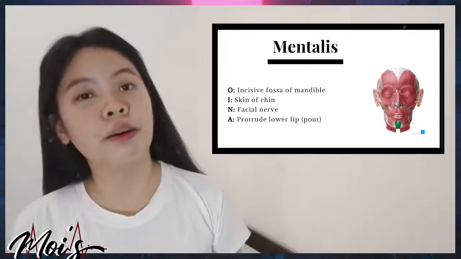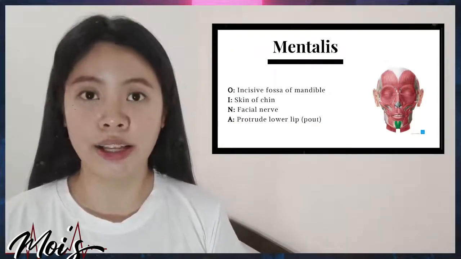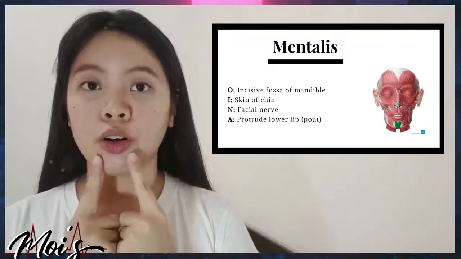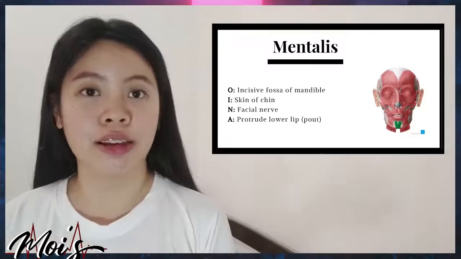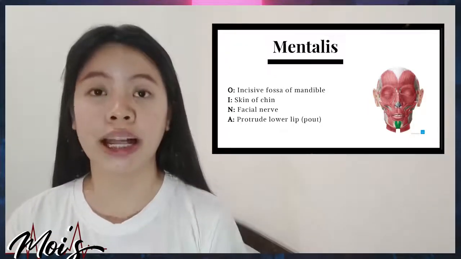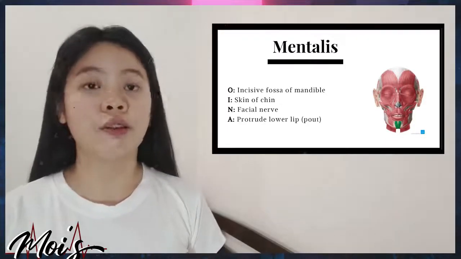Next we have our mentalis. This muscle is also called the pout muscle because it involves the protrusion of our lower lip. It's like you're doing the pity face. This muscle originates from the incisive fossa of our mandible and it inserts into the skin of our chin.